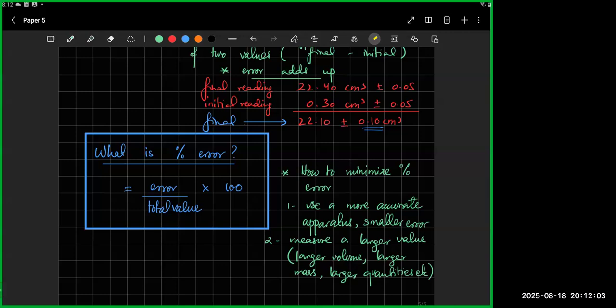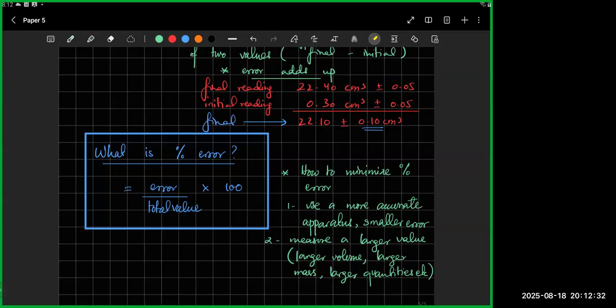In the chemistry lab, we never use smaller quantities. For example, no one is going to measure 0.1 gram because the value is so small. The error in the apparatus is always a constant. A burette will always have the smallest graduation divided by 2, so the error is always there. If the value is very small, the percentage error is going to be very high. So you use more mass and measure more volume.